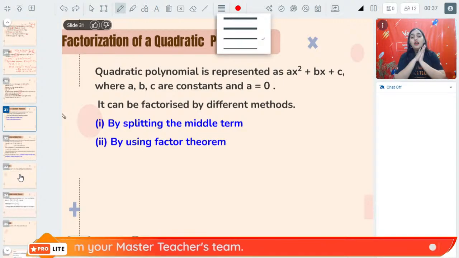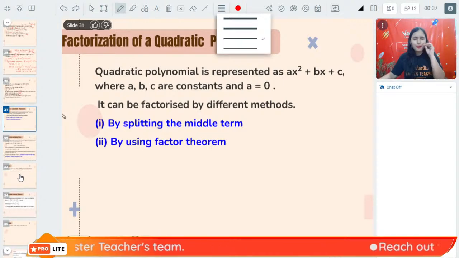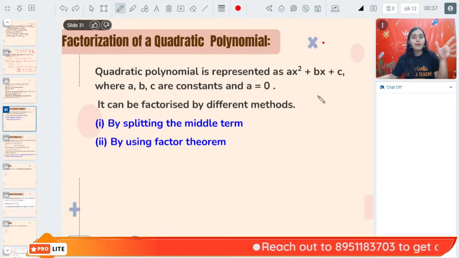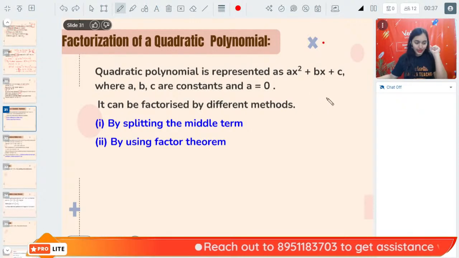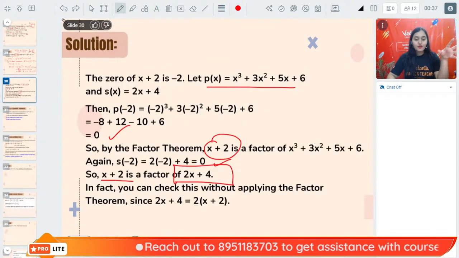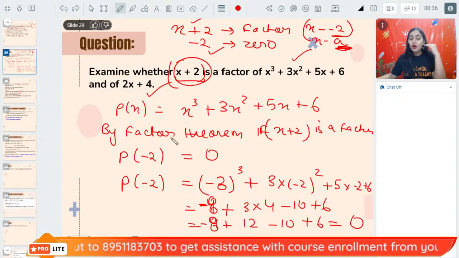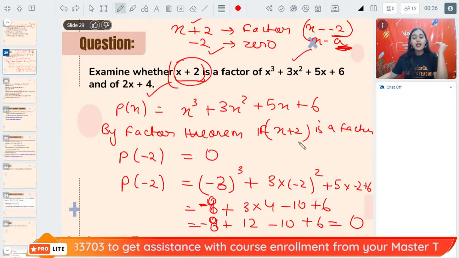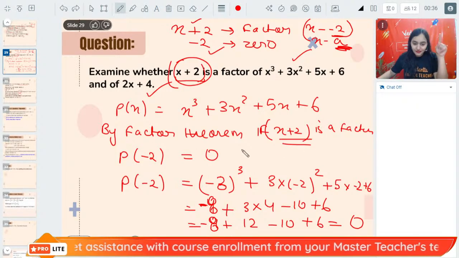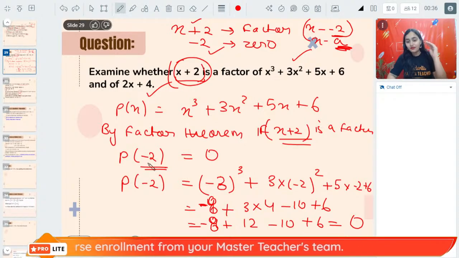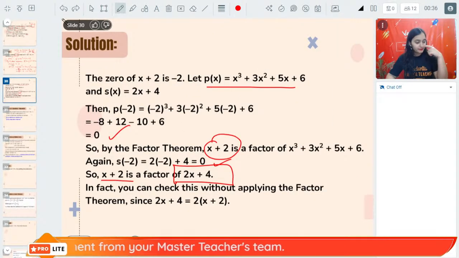Now, this was all about a random polynomial, cubic, quadratic, or any type of polynomial, and how to apply factor theorem based on that. So, what did I do here? We applied factor theorem. How did we apply it? If x plus 2 is a factor, p(minus 2) should be 0. That is factor theorem.